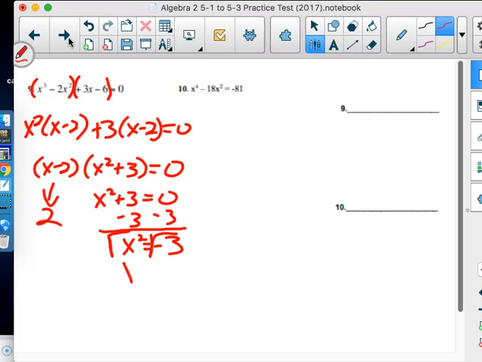Square root, x equals plus or minus... how are we going to write that? Square root of 3i. So we did have a nice one. And then we have plus or minus the square root of 3i, 0. Like so. So we didn't have to use the quadratic formula. I mean, that was kind of nice. There it is.